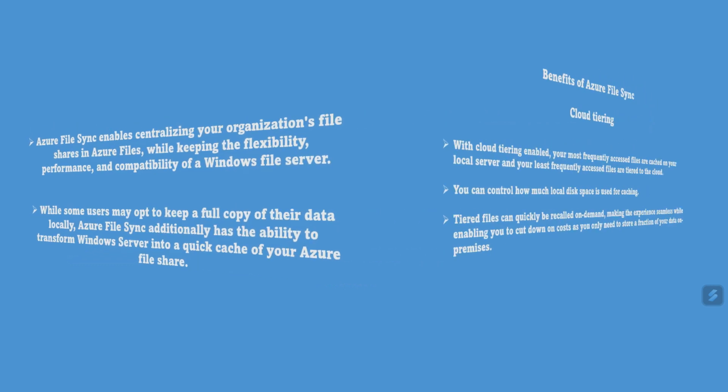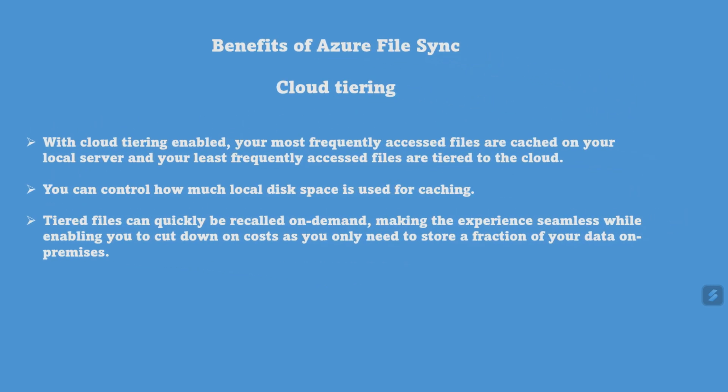Let's discuss cloud tiering in detail. It is one of the benefits of Azure File Sync. So with cloud tiering enabled, your most frequently accessed files are cached on your local server and your least frequently accessed files are tiered to the cloud. You can control how much local disk space is used for caching. Tiered files can be quickly recalled. It's not like that if a file has been tiered, there will be a latency in accessing them. It can be recalled on demand. But what's the benefit is that you are preventing on-premise storage costs by saving these files on the cloud.